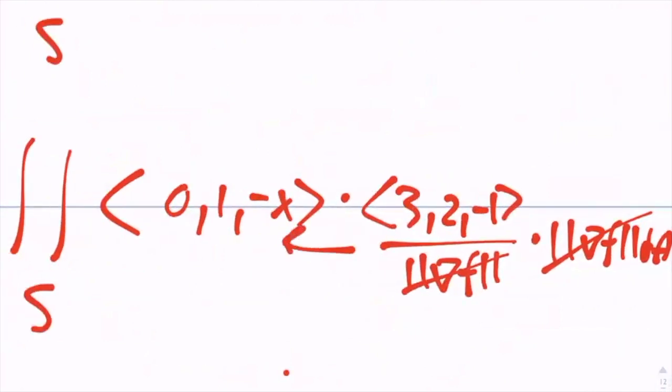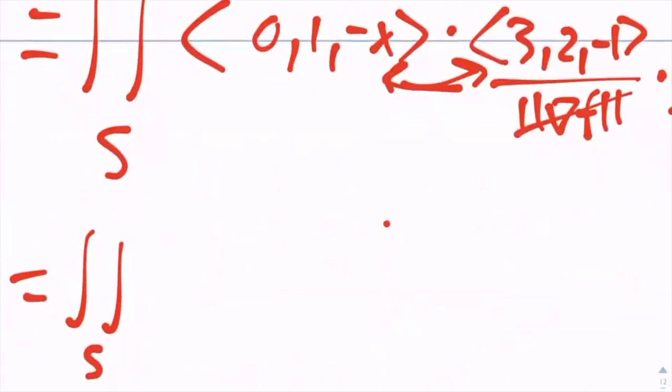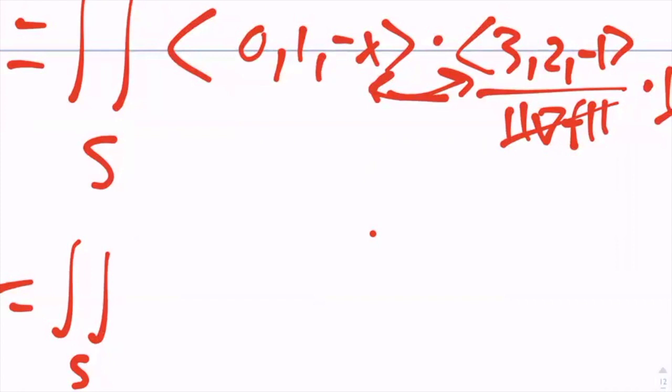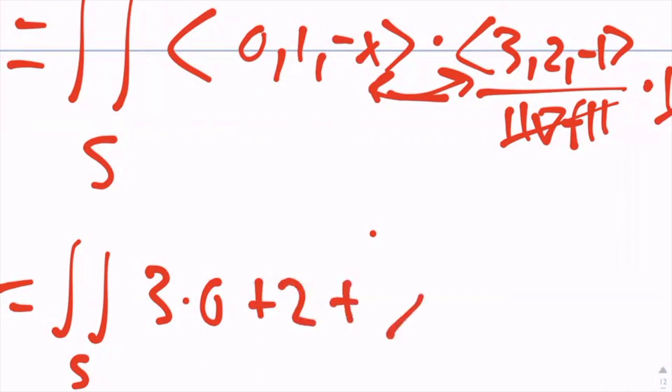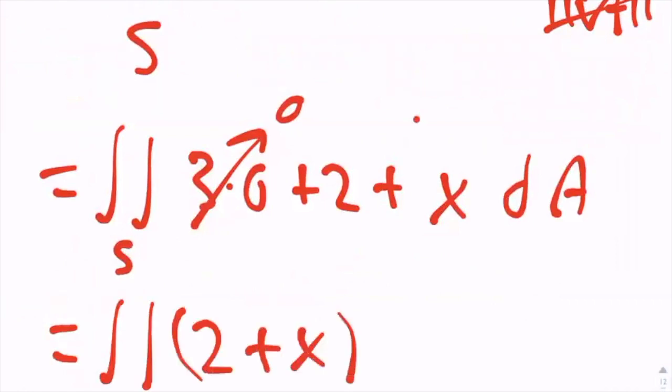And when we do this dot product, we're going to get the double integral over the region S of 3 times 0 plus 2 plus x dA. So this is obviously going to become 0. So we get the double integral over the region S of 2 plus x dA.